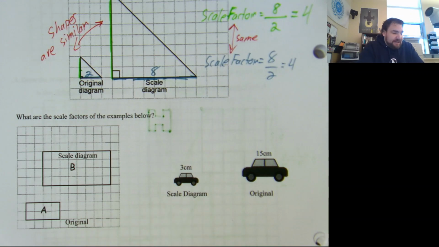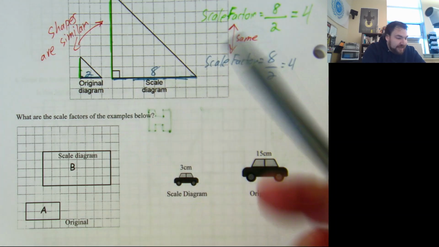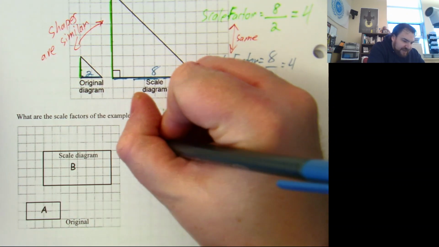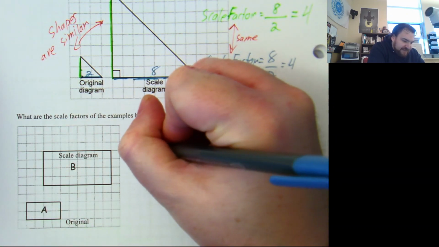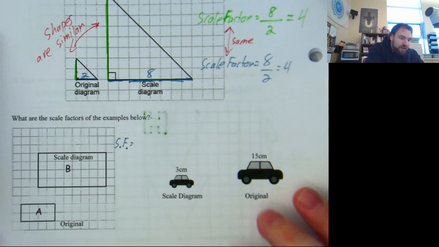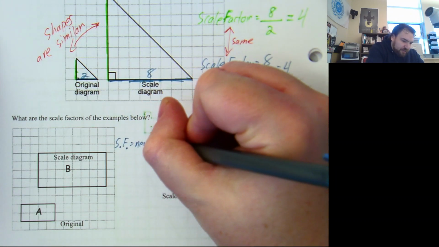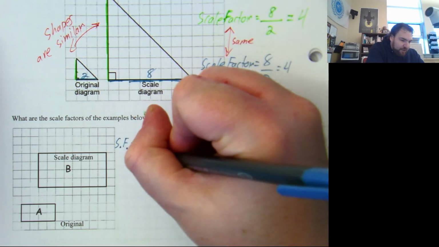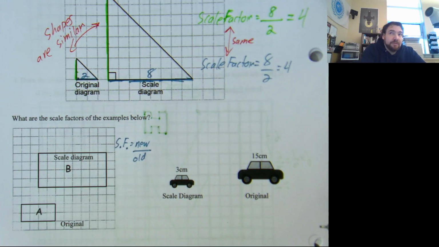Okay, so let's take a look at these guys down here. I've got two rectangles. I've got an A rectangle and a B rectangle. A is the original, B is the scale. So what is the scale factor here? Remember that the scale factor, which I'm just going to abbreviate as SF, is going to equal the new, or the diagram or the model, divided by the old or the original.